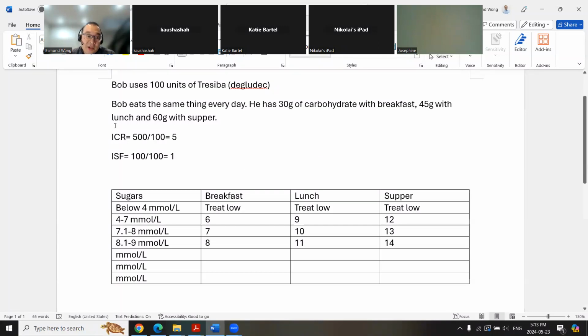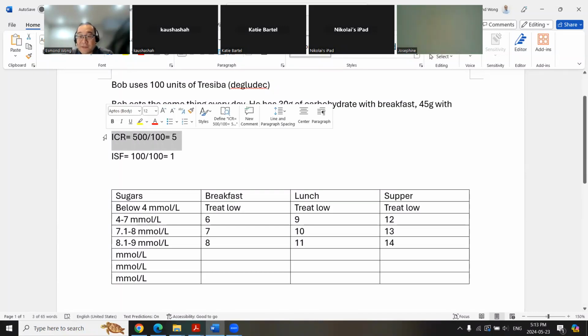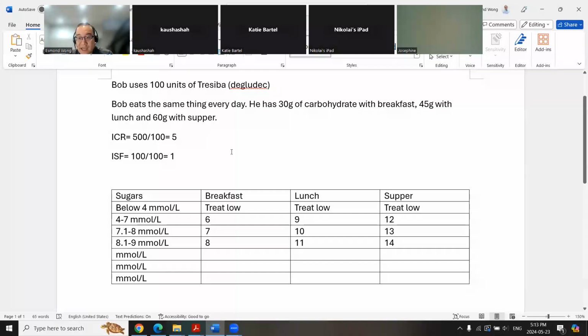Again, this calculation here is just a very rough estimate, a very rough starting point. If you have no other information, then you can use this. But if you have some real life information, that'd be better to use.